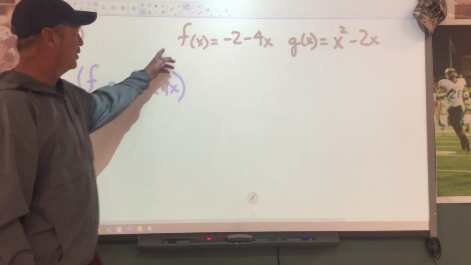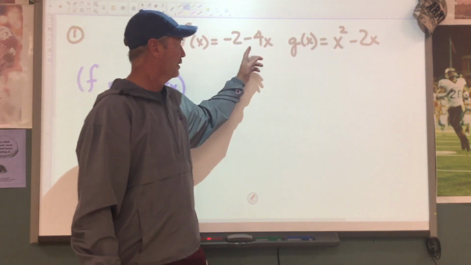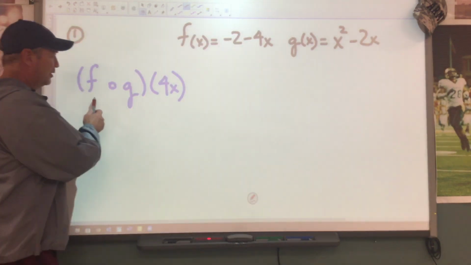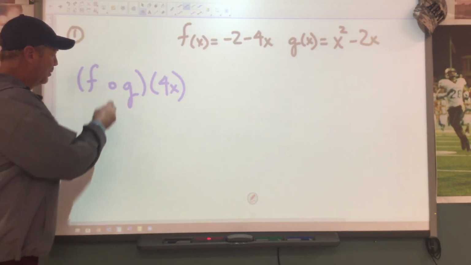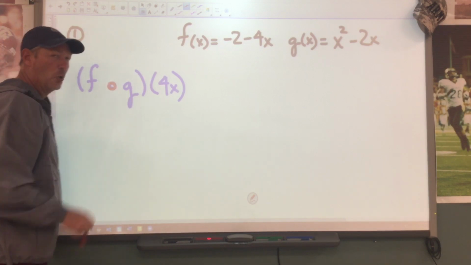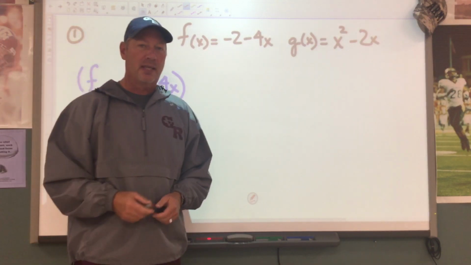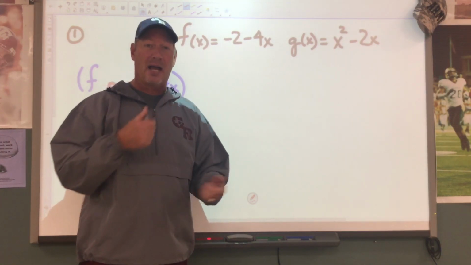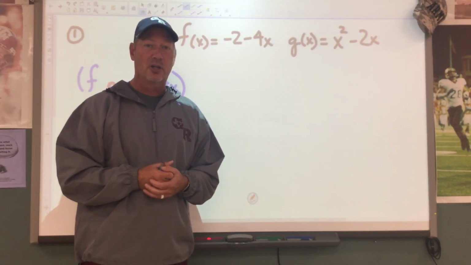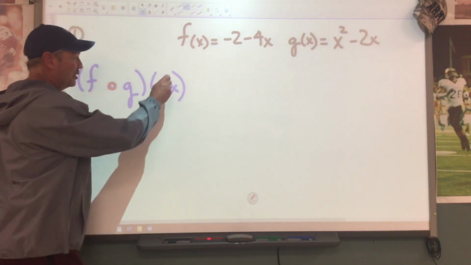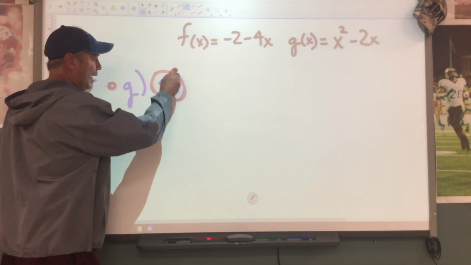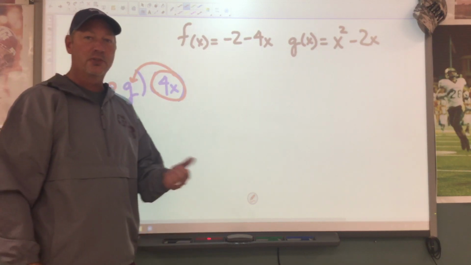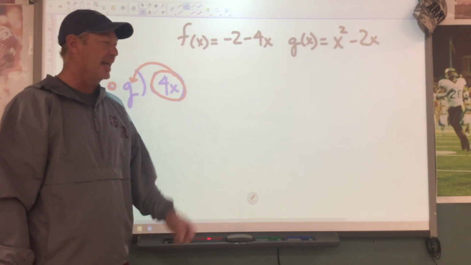All right, so they're going to give us the function of f of x and the function of g. They're going to ask us to find this, because we have an open circle that's not multiplication. So what we need to do is work it backwards. That's a composition of functions. They're going to ask you to take the -4x and substitute it into the g problem. We're going to substitute it in g and get an answer.